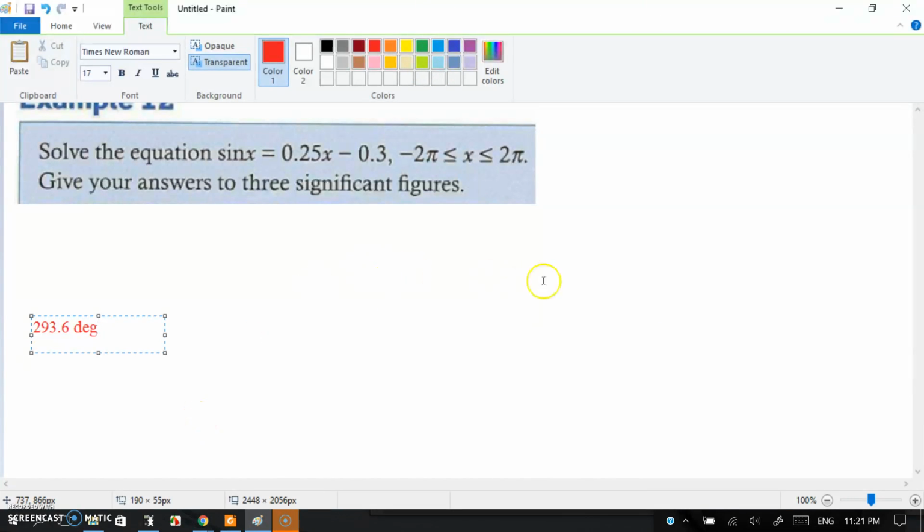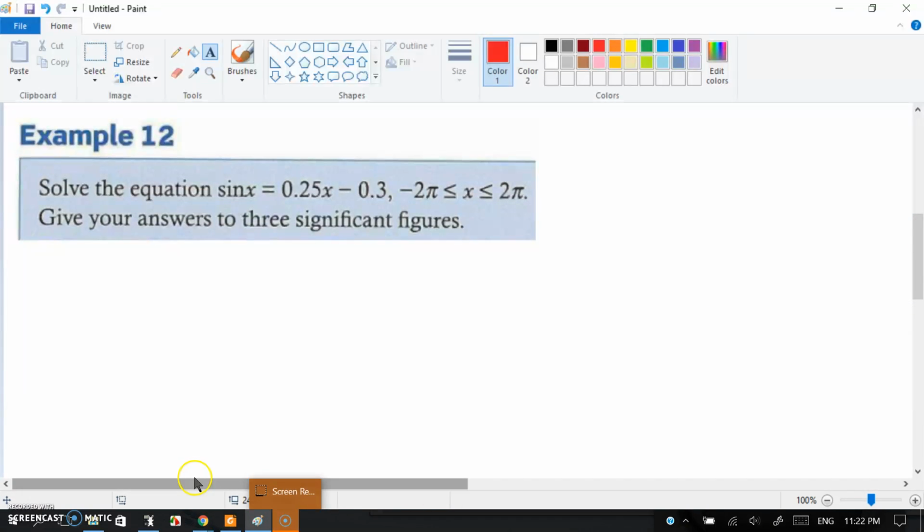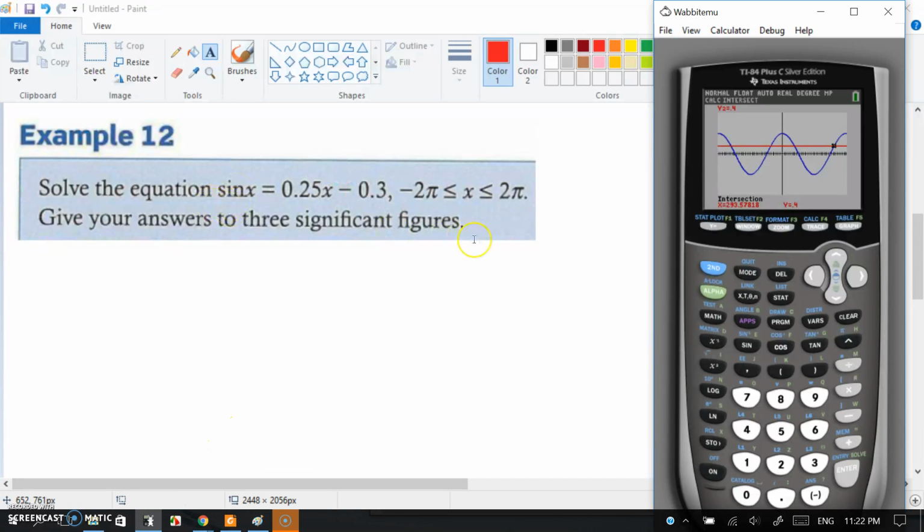In the next example, we are going to solve the equation with the same approach. However, if you take a closer look, the angle right now is in radian, so we need to switch to radian. Then we can go back to my equation. I'm going to have sine x first, and I have a linear equation, which is 0.25x minus 0.3.